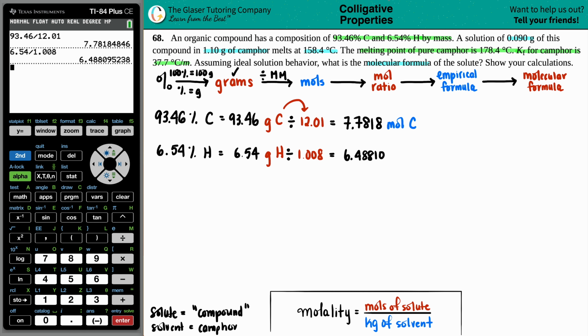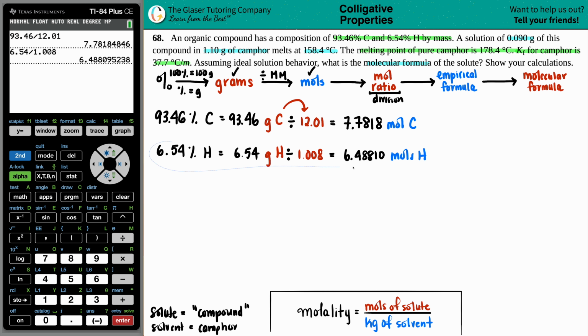6.48810. That's good enough for me. Okay, so now we're at the mole stage. Next, we have to find a mole ratio. Now, a ratio, keep in mind, is always just a number divided by some other number. So we know that, once again, we are going to be doing division.